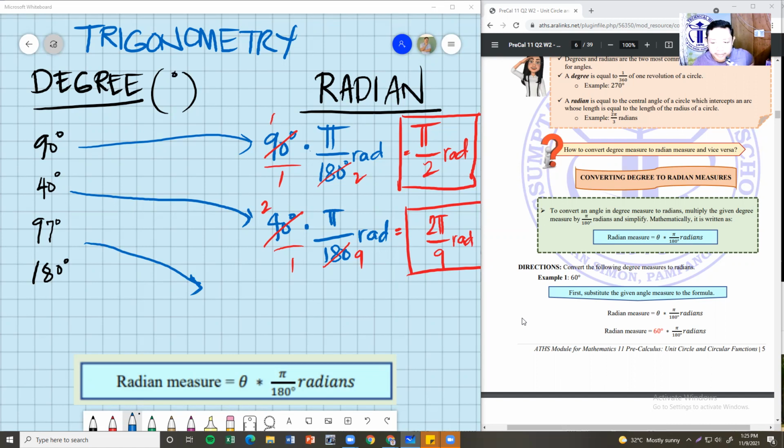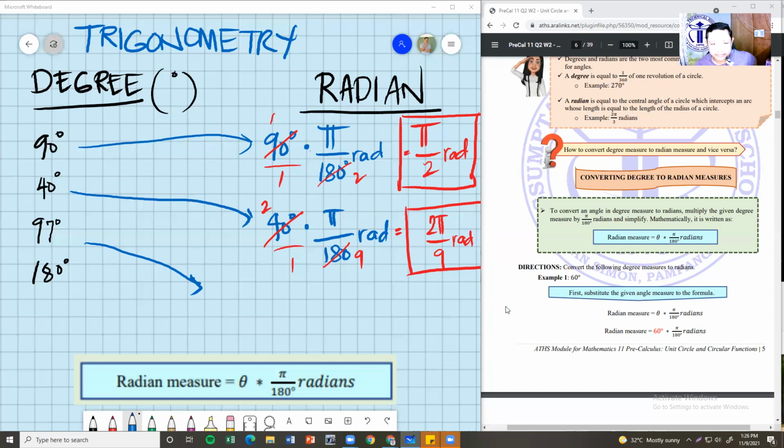Okay. One got it correctly. Oops, kulang ka ng radian. Rad is always the unit of measurement. Dapat meron siyang rad lagi. Okay. There you go, radians. Okay, correct. Linnea is correct.